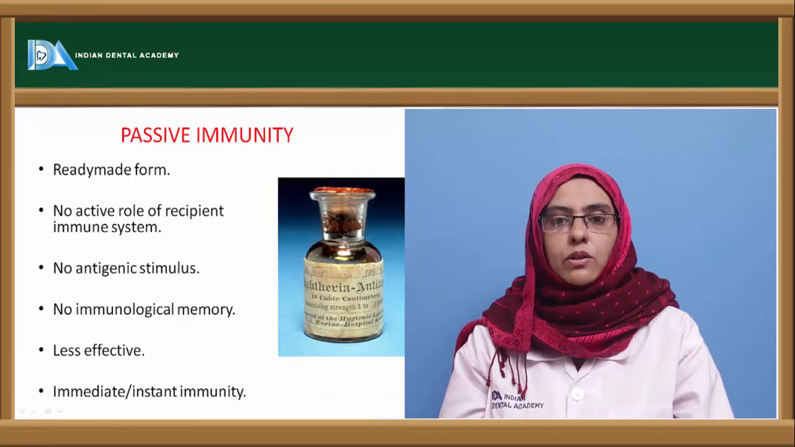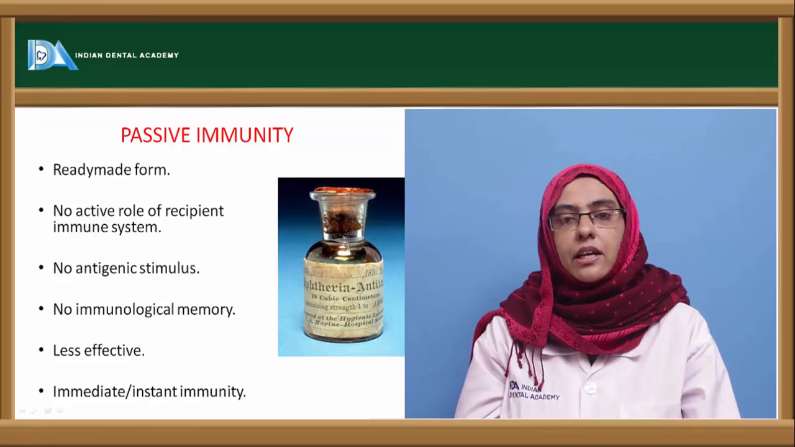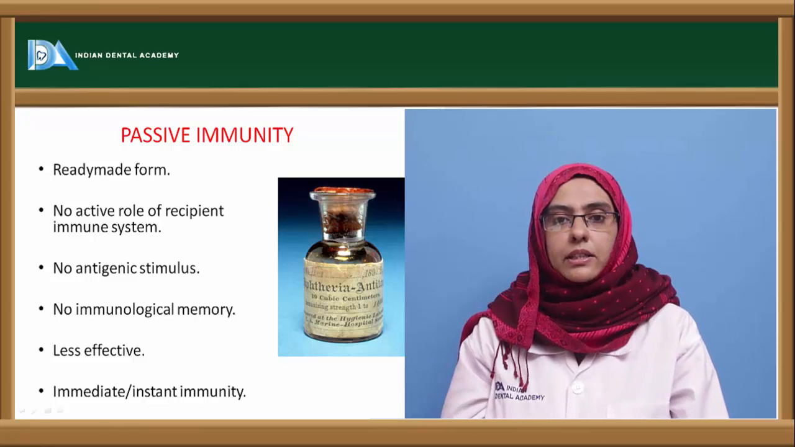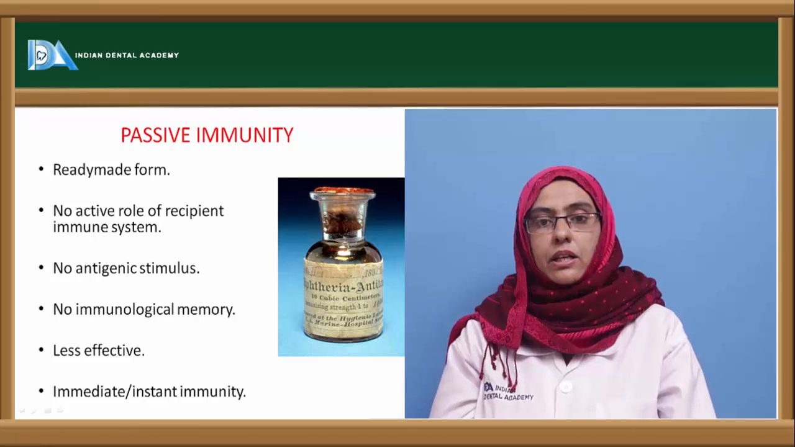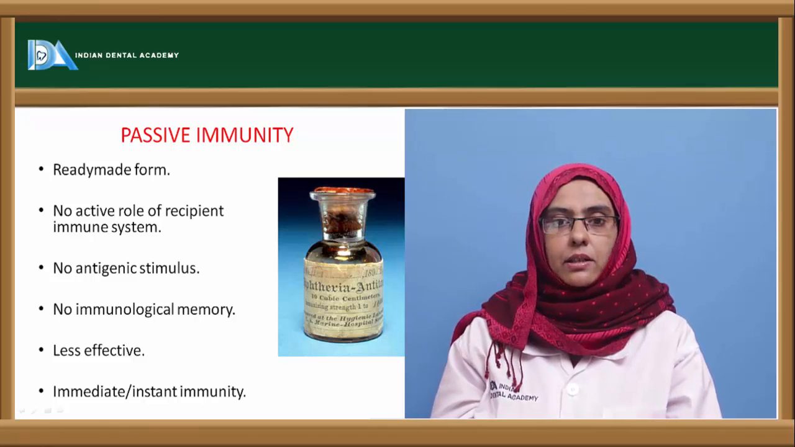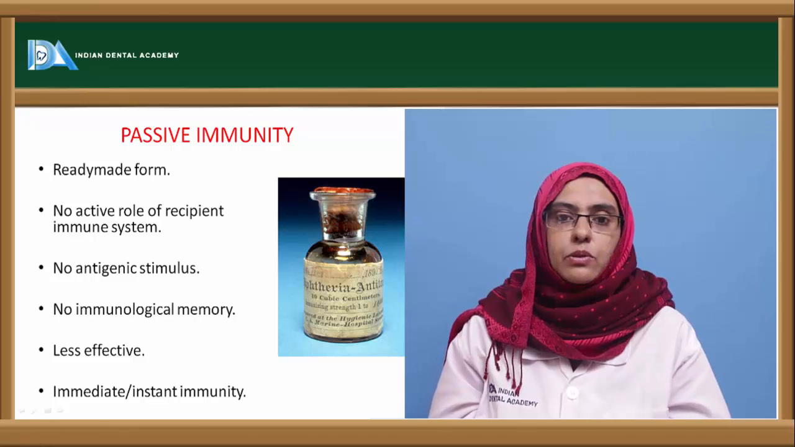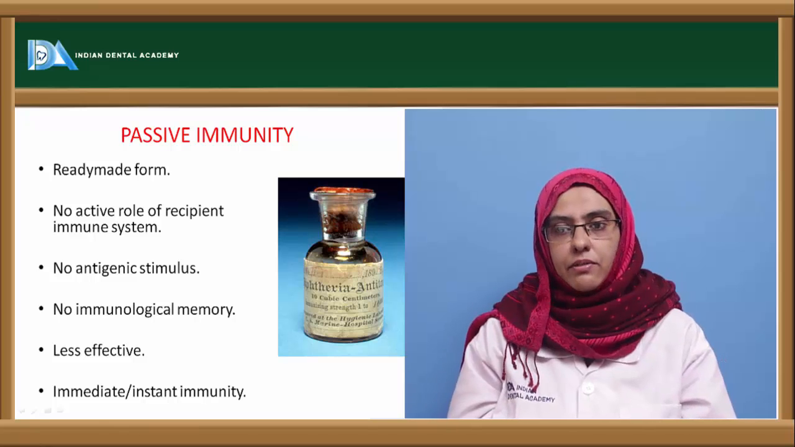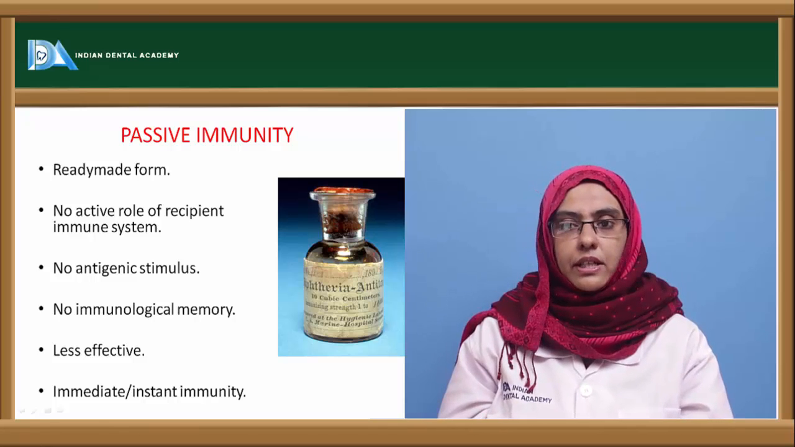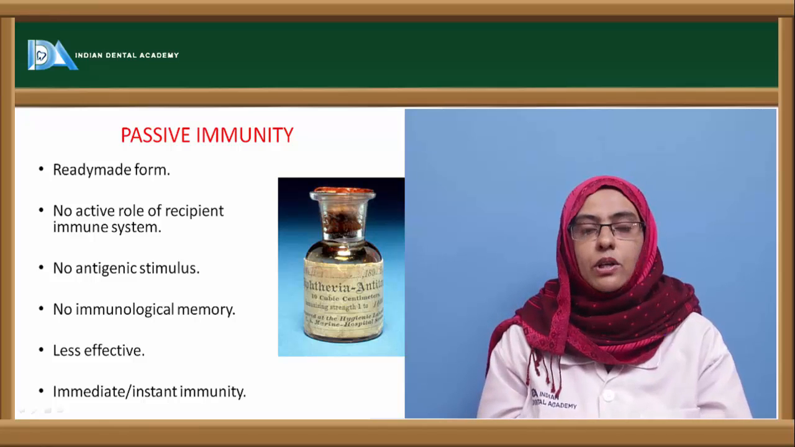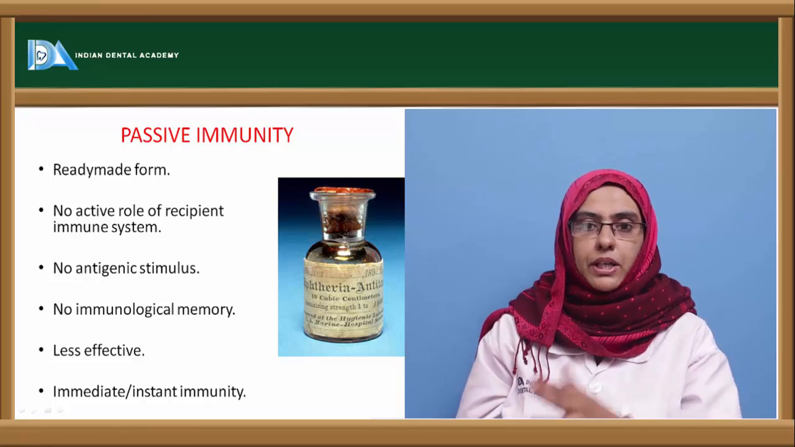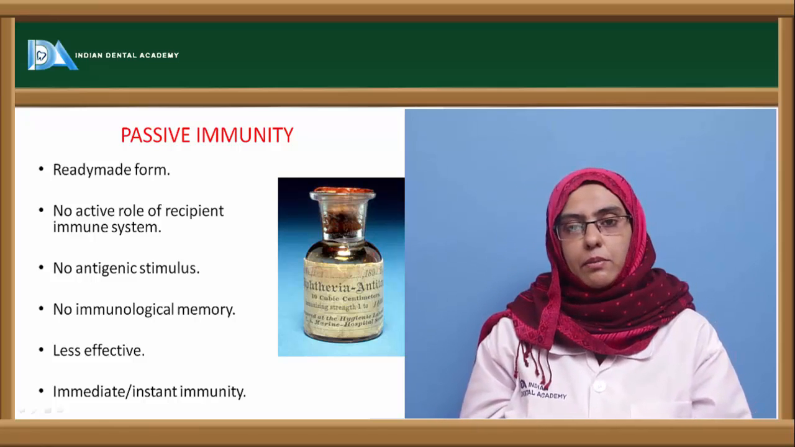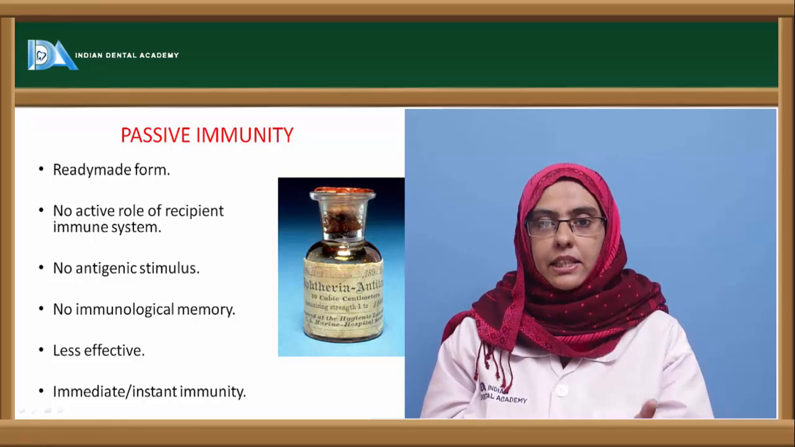Next is passive immunity. Passive immunity is also called a ready-made form of immunity, because here there is no antigenic stimulus and no organism is involved. The treatment is given directly against a particular antigen, for a person who is not able to produce immune-competent cells towards that antigen. In that case, direct antibodies are given in a ready-made form. So there is no active role of the recipient here, and there is no antigenic stimulus, and we do not have immunological memory. It is only for a transient period of time.